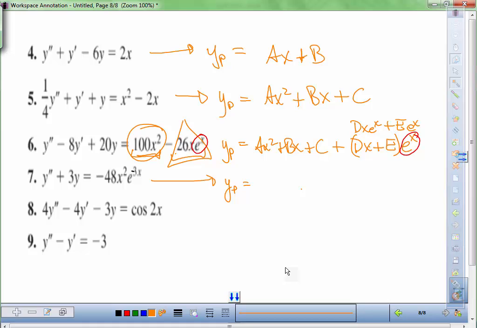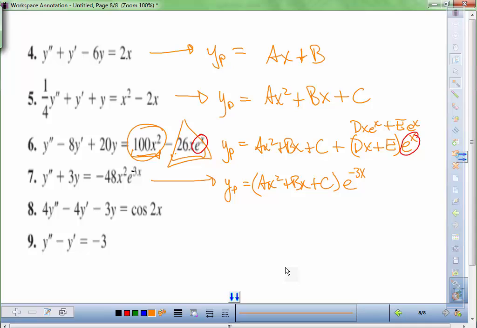What should this one be? So the negative 48x squared would give you this, and this is being multiplied by e to the negative 3x, now that I put that negative sign in there. So this is going to be our general particular solution with the undetermined coefficients that you would solve for. Okay?